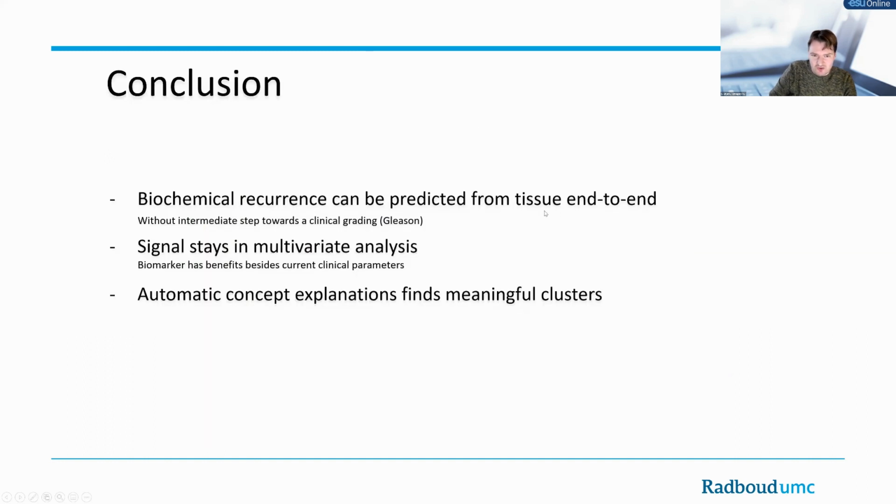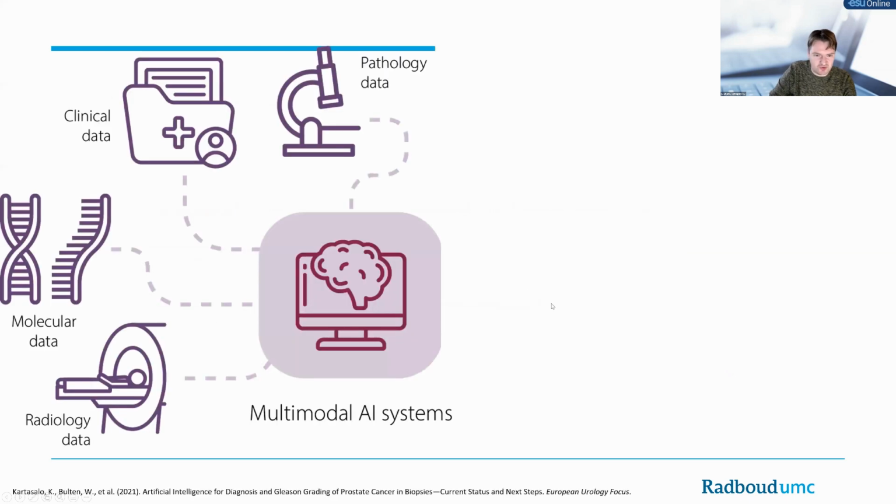So actually what we did show was we could predict biochemical recurrence end-to-end without an intermediate step via the Gleason grade. And the signal also stays there in multivariate analysis, where you include other clinical parameters like surgical margins. And that with automated concept explanations, we could actually find interpretable clusters that were associated with worse prognosis.